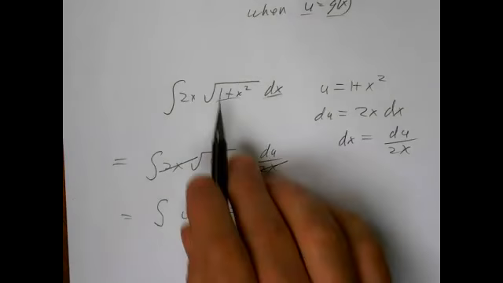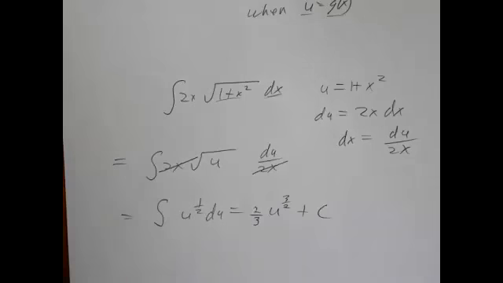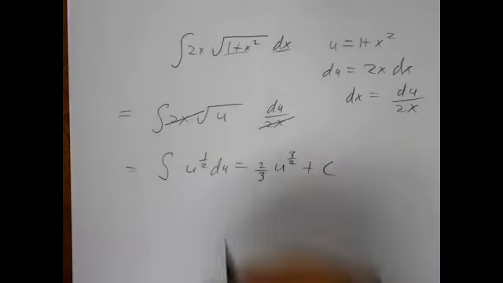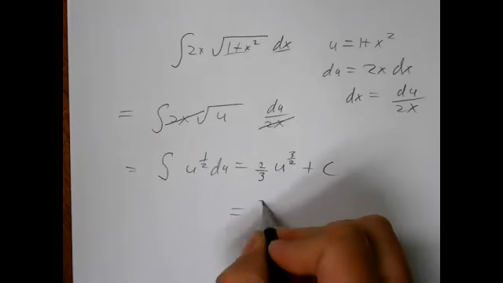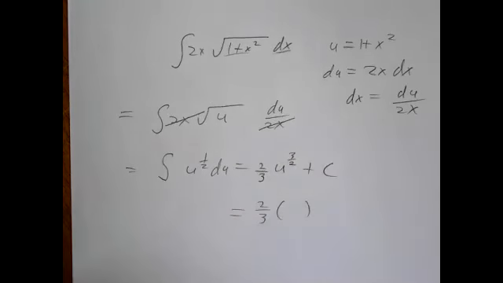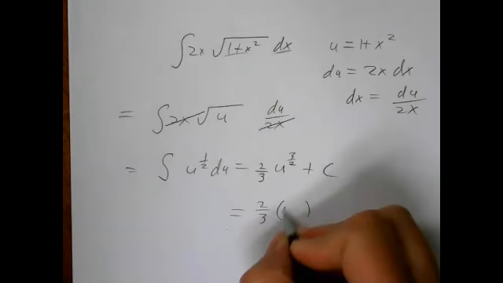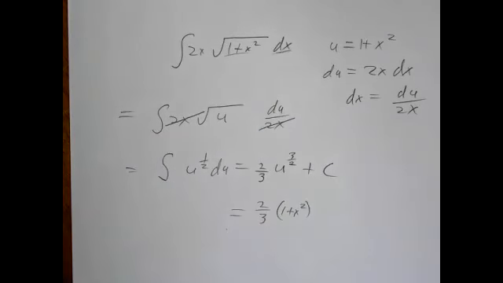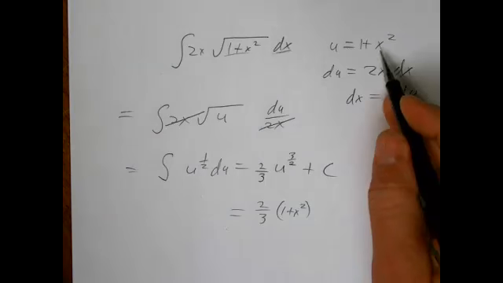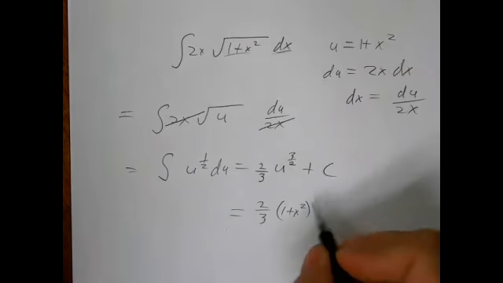But the original problem was an x problem. I've got an answer that's written in terms of u. Can't leave it like that. So I go back and I undo the substitution, take out the u, put back what it was originally stated to be equal to.